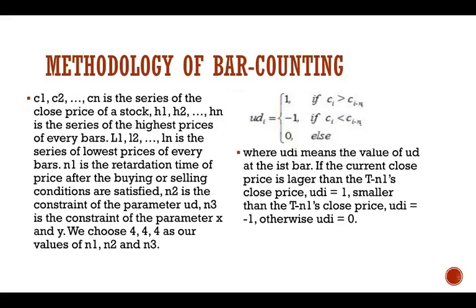Then we have the formulas where UD sub i means the value of UD at i bar. If the current close price is larger than the close price at i minus N1, UD sub i equals 1. If smaller than the close price at i minus N1, UD sub i equals minus 1. Otherwise, UD sub i equals 0.